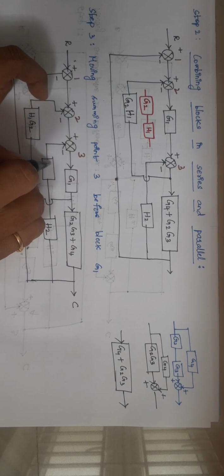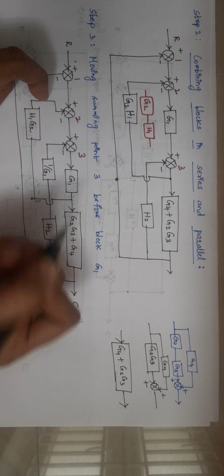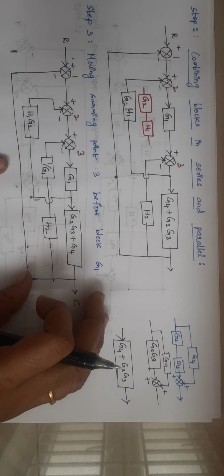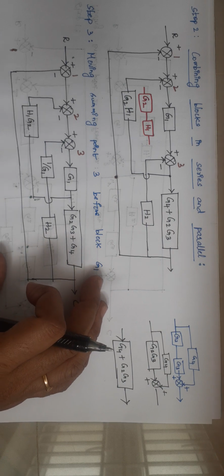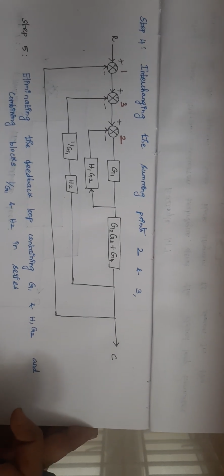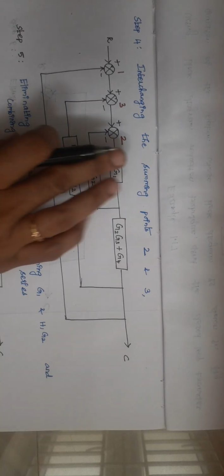So here I have to include 1 by G1, right? This is our step number 3, right? Hope you all are clear with this, right? Then the next step is interchanging the summing points 2 and 3.